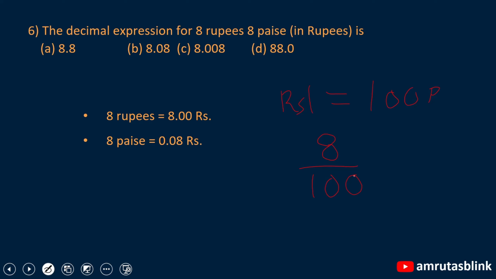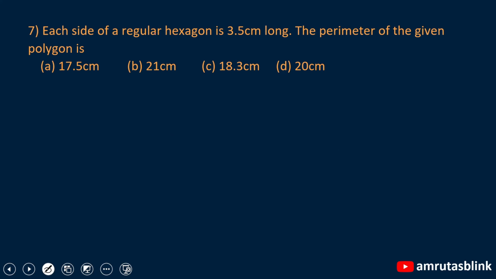Now we'll just take the total of these two, that is 8.00 plus 0.08, which is equal to 8.08. Hence we can say that 8 rupees 8 paise is equal to 8.08, that is answer option B. We'll move to problem number 7 of the video.